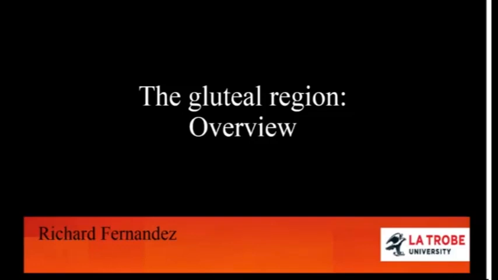The gluteal region will be presented in several sessions. This is the first session, which includes an overview of the whole region.